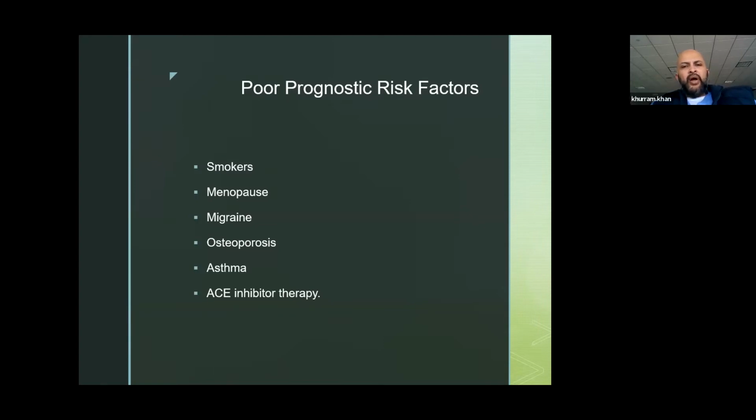The poor prognostic risk factors are the reasons or associations where, if any of these things are present, there is a high risk that the patient's pain will never ever go away. The top of the list is smoker. And the rest of these are also pretty commonly associated with the poor prognosis in the CRPS patient.